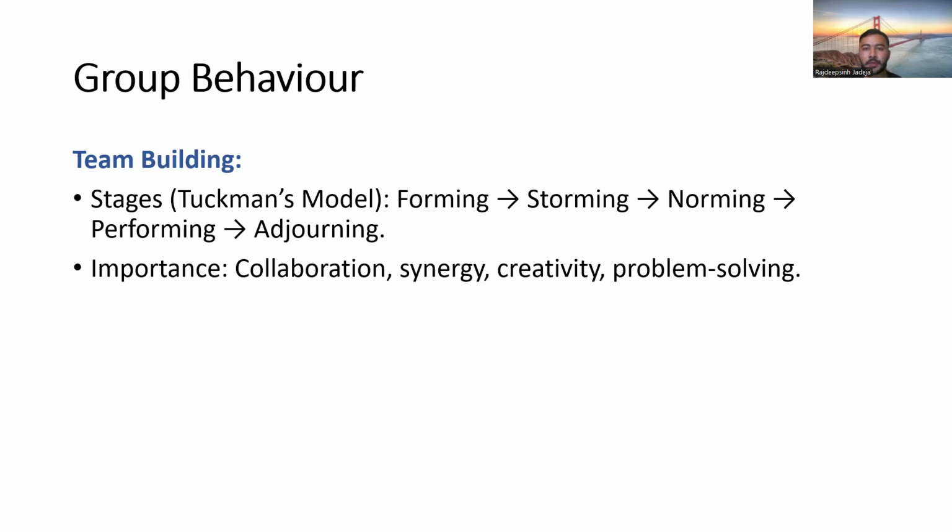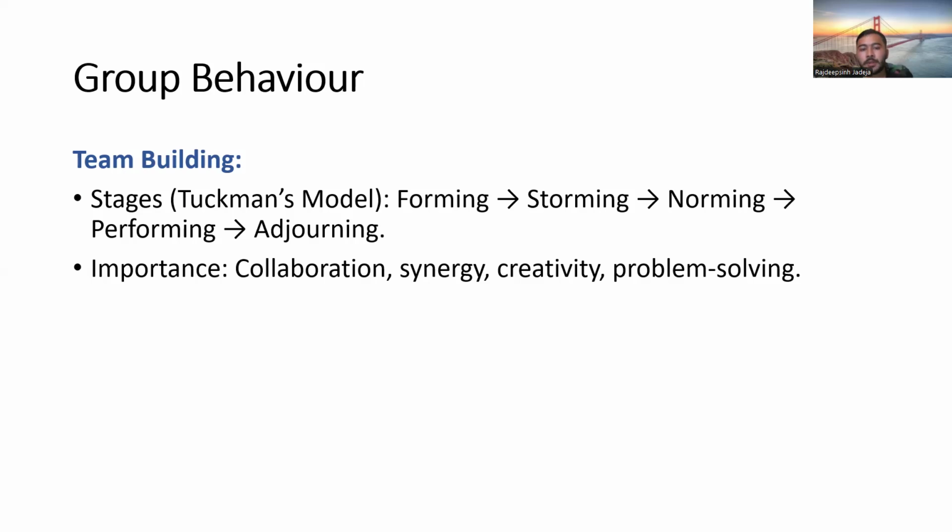Storming, in which group members get to know each other. Norming, in which group behavior clashes. In the performing stage, they all perform a single activity, and in the adjourning stage, they all separate, or the group vanishes, or they all leave the group.